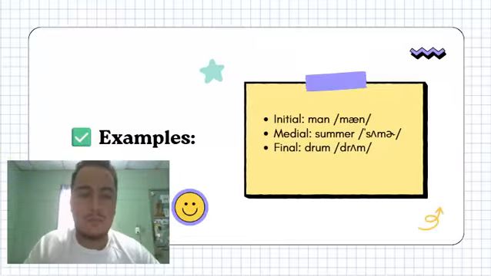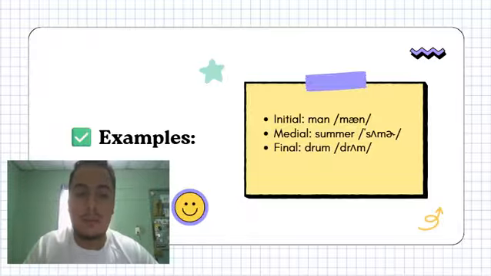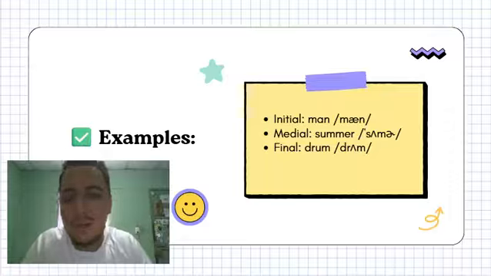Let's start with examples. For example, in the initial position, like man. In the medial, summer. In the final, dorm. And that's it. You can feel the vibration when you say it, that's the voicing.